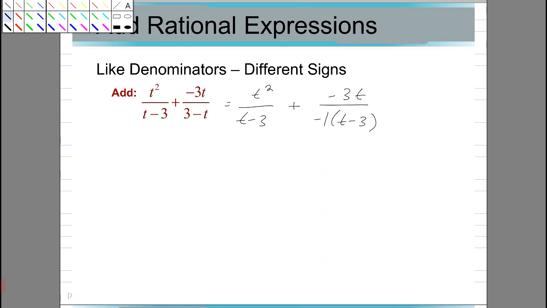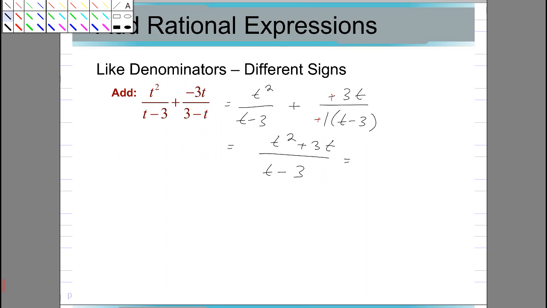Now, these do not have the same denominator. But if you notice, we have a negative 3t right there, and a negative 1. So negative divided by negative would be a positive. So we can cancel out those two. And now we have the same denominator. Okay, so this would add as t squared plus 3t over t minus 3.